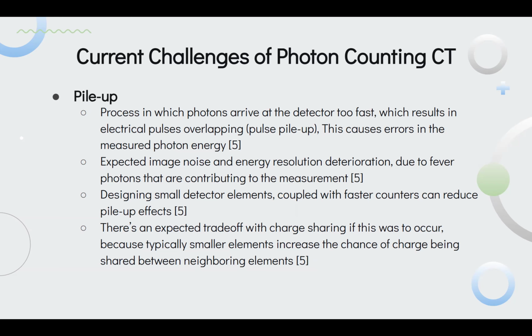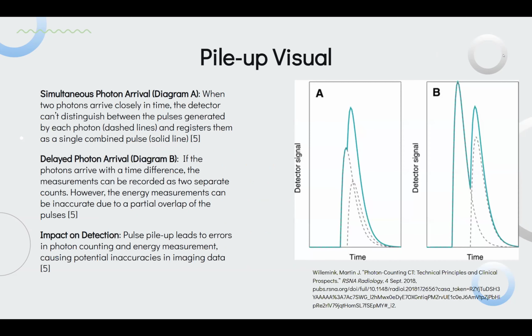And I'll just quickly hit on this point. Another challenge that we would expect is pile-up as well, which is when photons arrive at a detector too fast, which results in electrical pulses overlapping. And that's another challenge that I identified throughout the study. And this is just another visual of the pile-up, showing delayed photon arrival and simultaneous arrival.